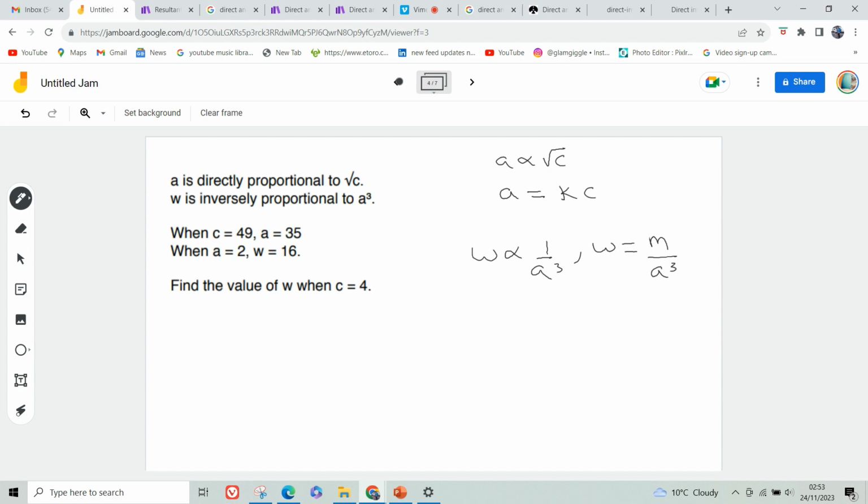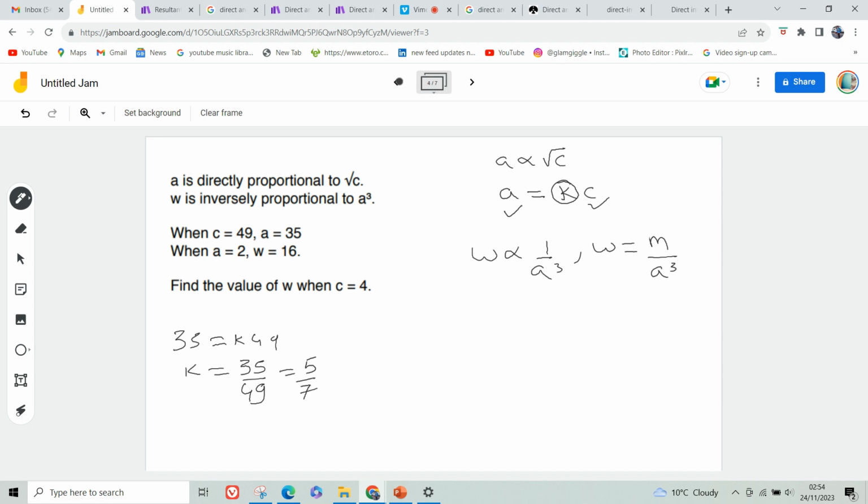Now when C is this and A is this, you have C, you have A, so you can find out K. Simply substitute it. C is 49 and A is 35. 35 equals K times 49. So K is equal to 35 over 49. Just rearranging the equation. 35 over 49 can be further simplified as 5 over 7.